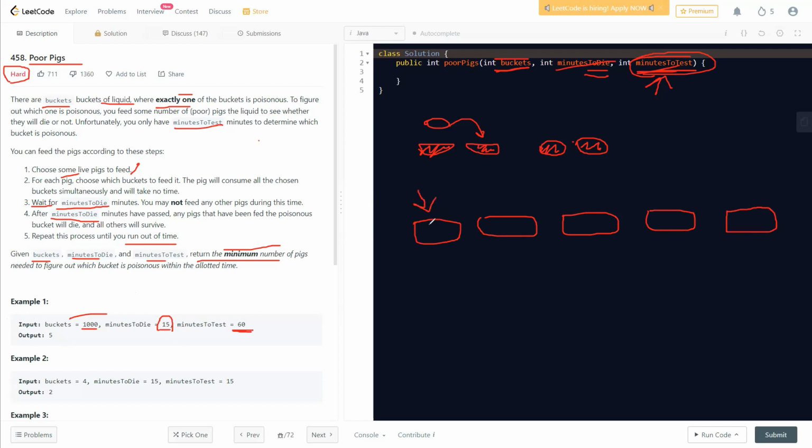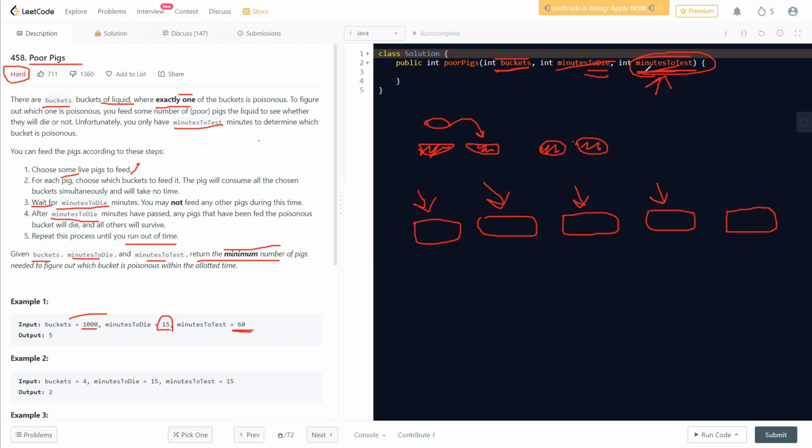You just gave it 1 bucket. You waited 15 minutes. The pig survives. You then give it the second bucket. The pig eats it and you wait for 15 minutes. If the pig survives, you again give the third bucket, the pig eats it, 15 minutes done, the pig survives. You gave it the fourth bucket, the pig eats it, and ultimately the pig survives. And look carefully, the pig survives over here.